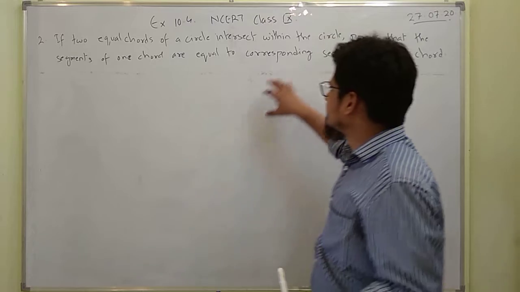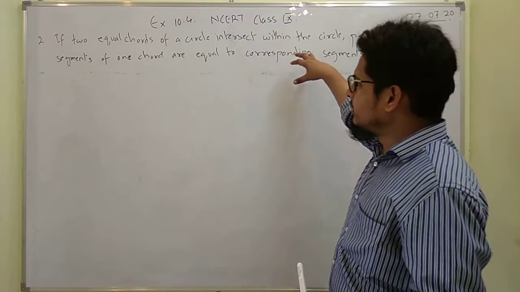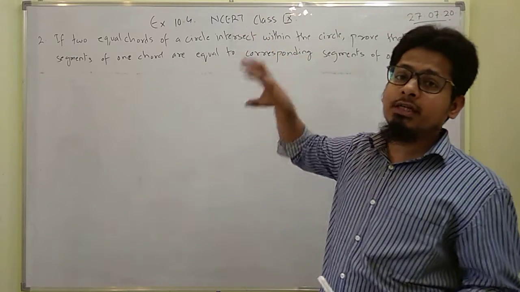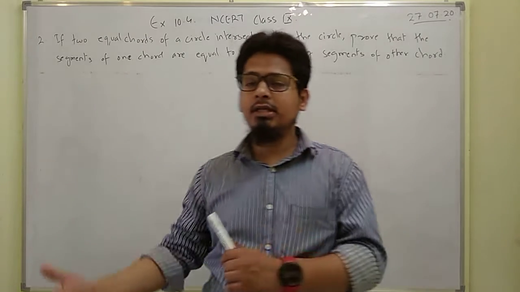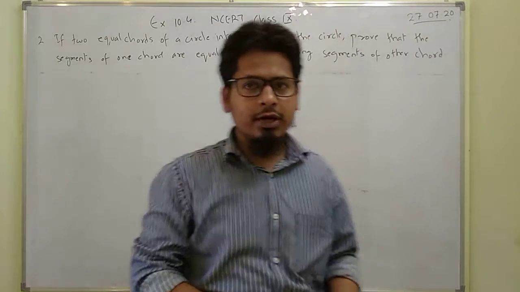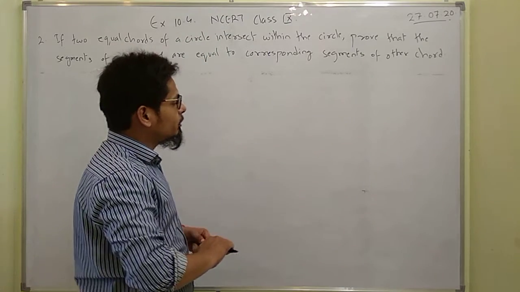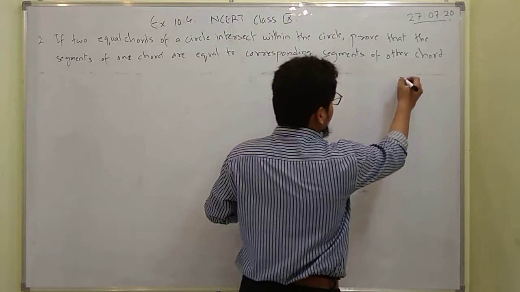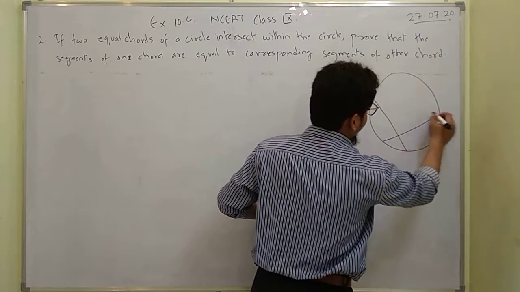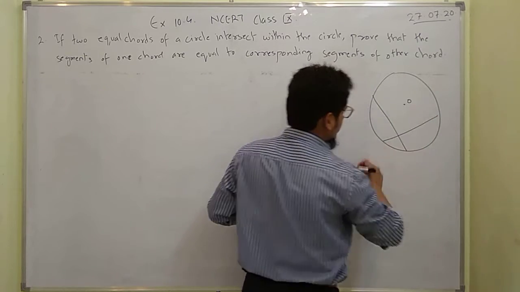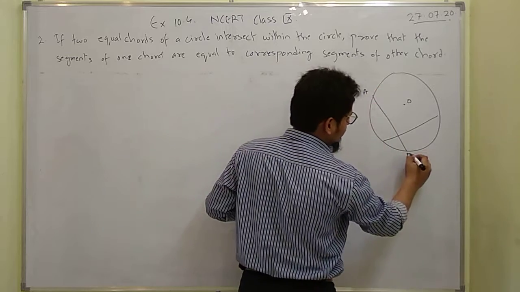So firstly, this is the question. We have to understand what the question is saying. What is the given part? What part is to be proved? I am drawing one figure here. You see, it is one circle in which there are two chords, with center O. Chords AB and CD.